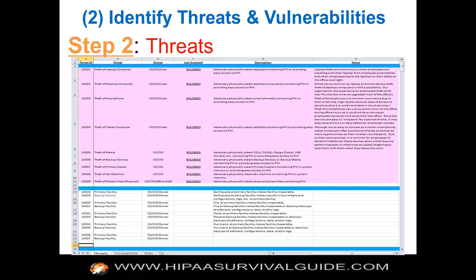But there are these other threats that you just know, but until you have an example, you don't really think of them. So theft is an obvious one because it almost always leads to a breach. Theft of a PC, theft of laptops, theft of mobile phones, etc., right? Policies and procedures. In fact, every standard, every implementation specification of the security rule is a vulnerability until you've done things to mitigate that. Right? So again, the threat landscape is going to be bigger than just pure technical threats.